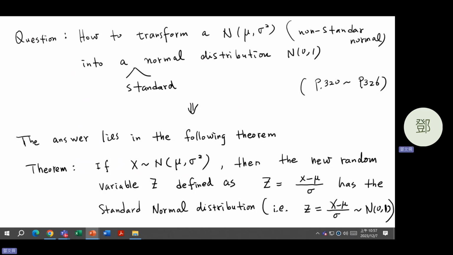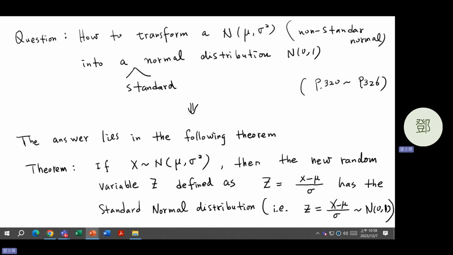But what if the normal distribution we encounter is not standard normal? If it is not standard normal, then we cannot use the table in your appendix. All right? Okay. The answer lies in the following theorem. Don't worry. We can transform any general, any regular normal distribution of any shape, any location, into the standard normal distribution.